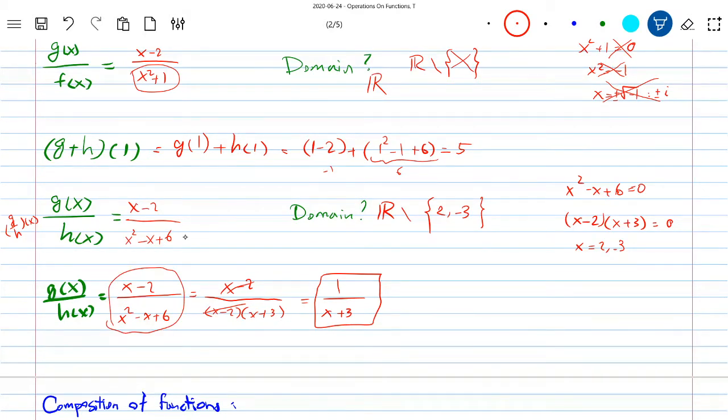So don't find the domain at this point. Domain, you always find it before simplifying the function. At this point, if they give you this as the original function, then sure, the domain would be all real numbers except negative 3, because negative 3 makes the denominator 0. But the original function is g divided by h, which has this form of x minus 2 divided by x squared minus x plus 6. So therefore, the domain should come from here. That's why we figure out the domain before simplifying.